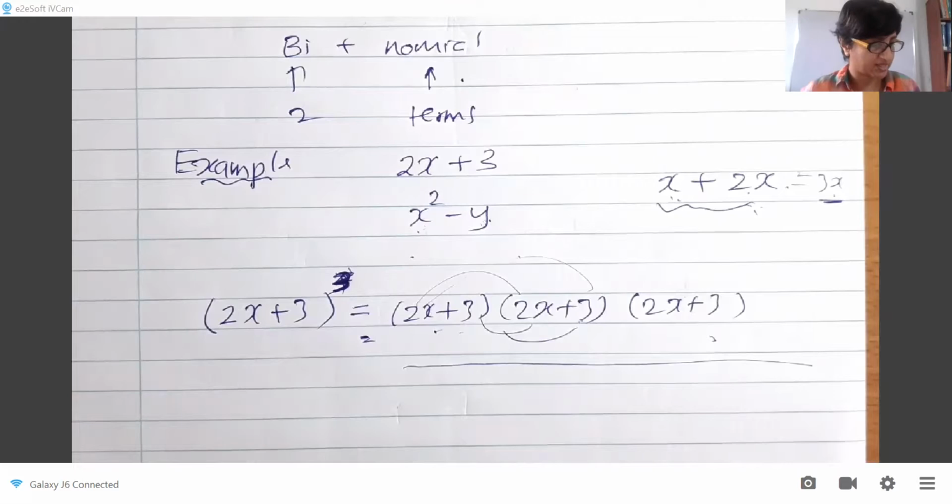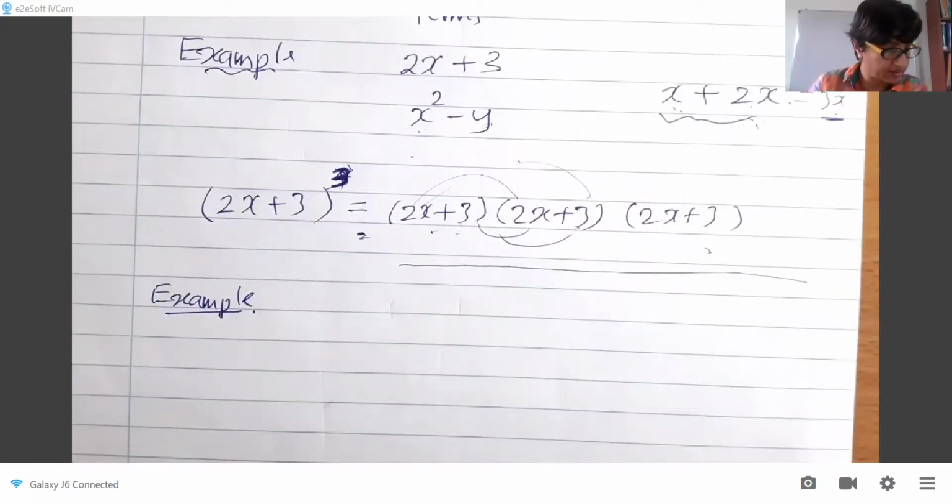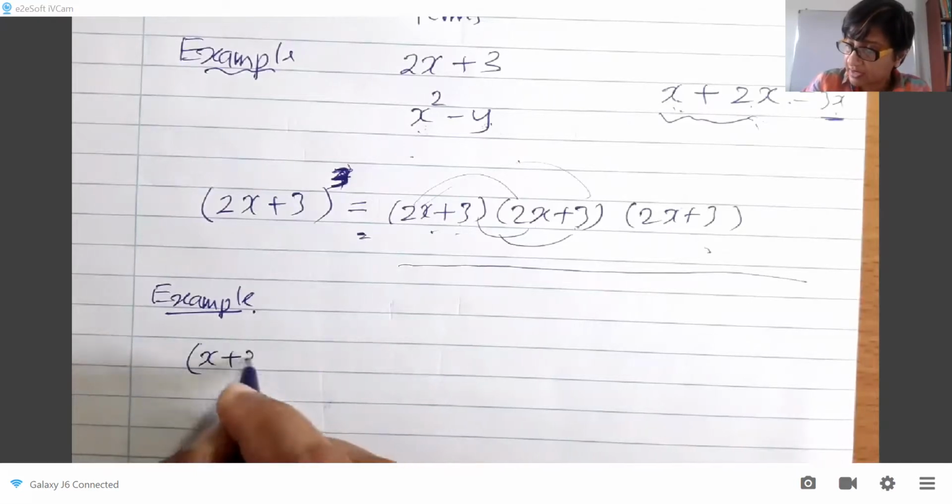Okay, so let's write that. A binomial expansion is when we expand the brackets of a power of a binomial. Example, say (x + 3)^3.